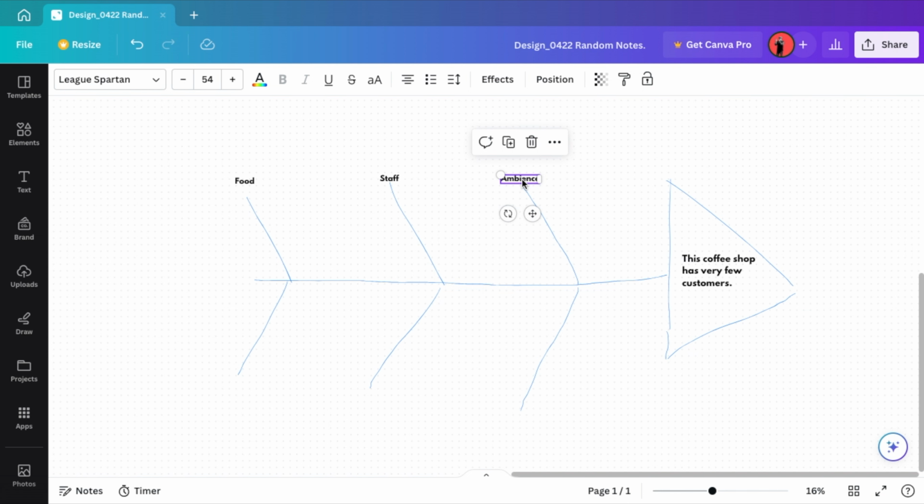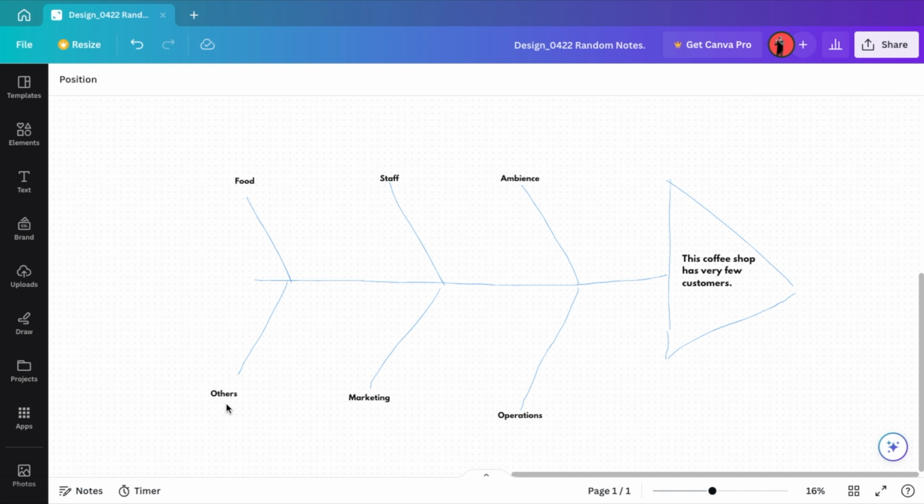It could be operations. Is there any sort of operational problems which are there? So operations are there. Could be marketing, and a mixed bag category like others here.